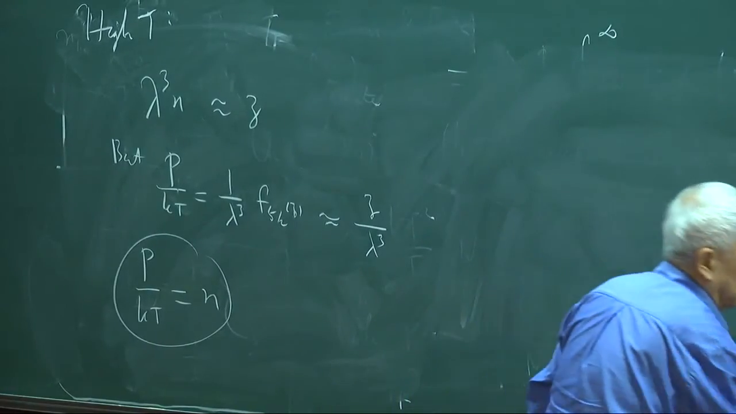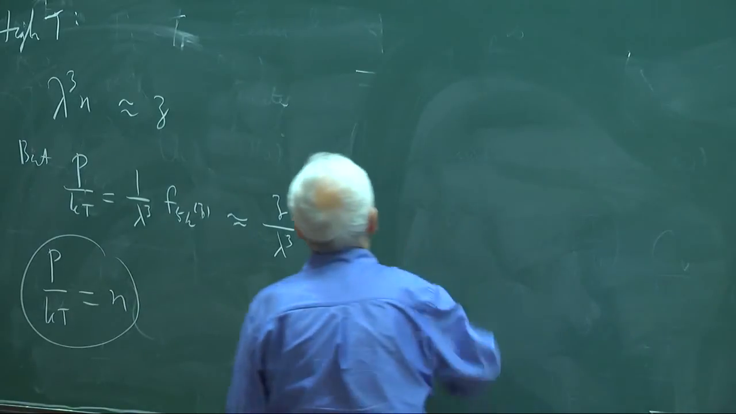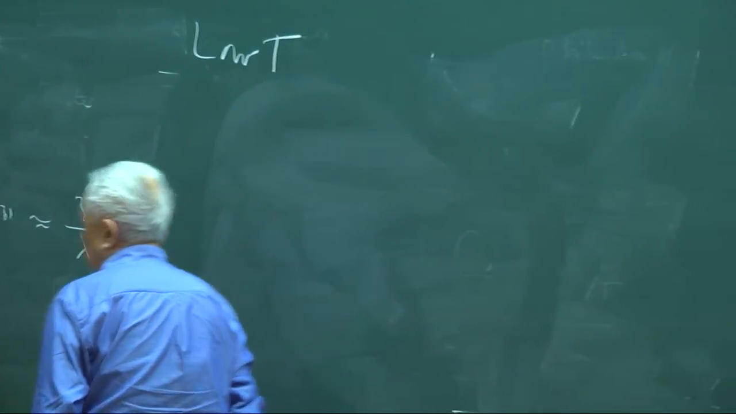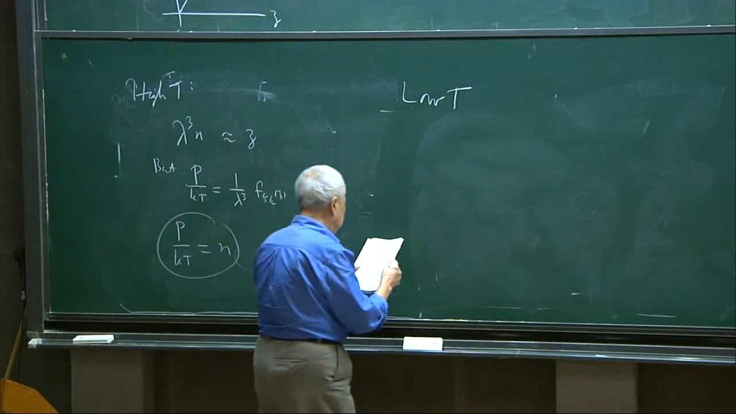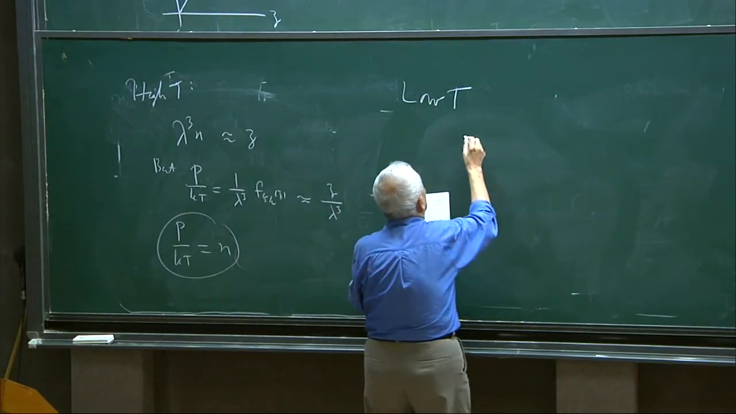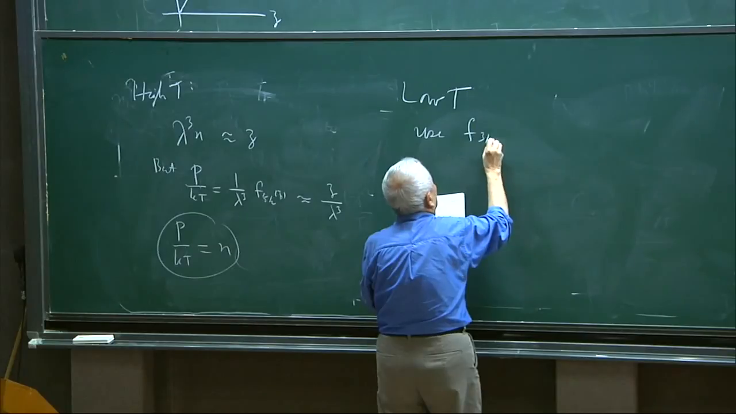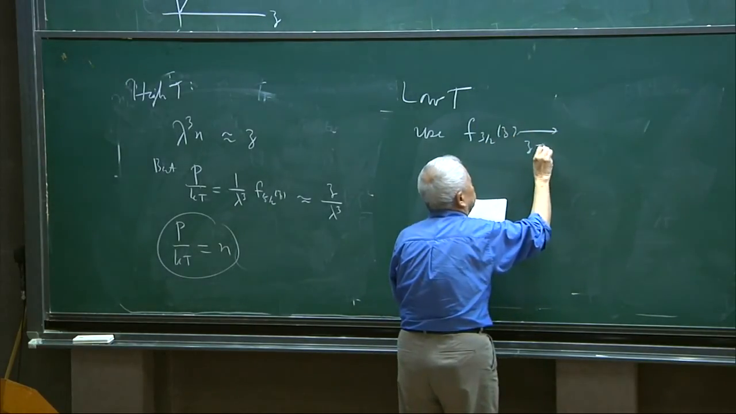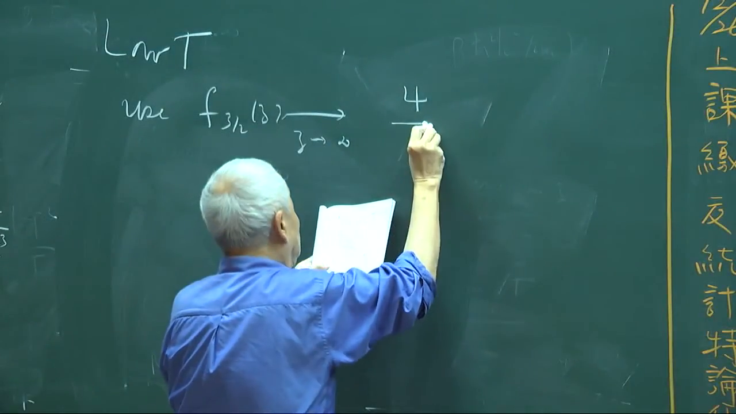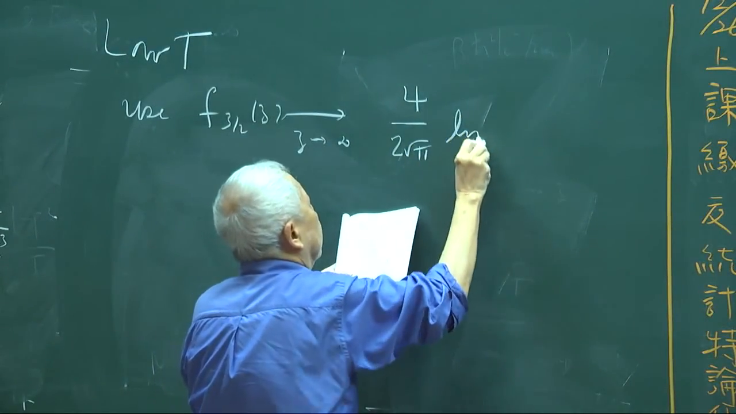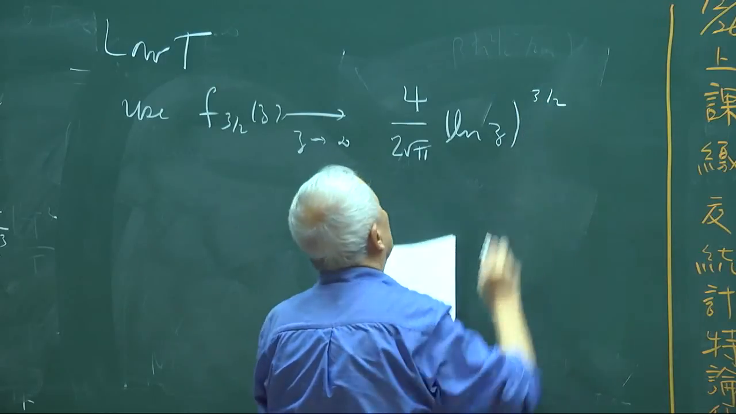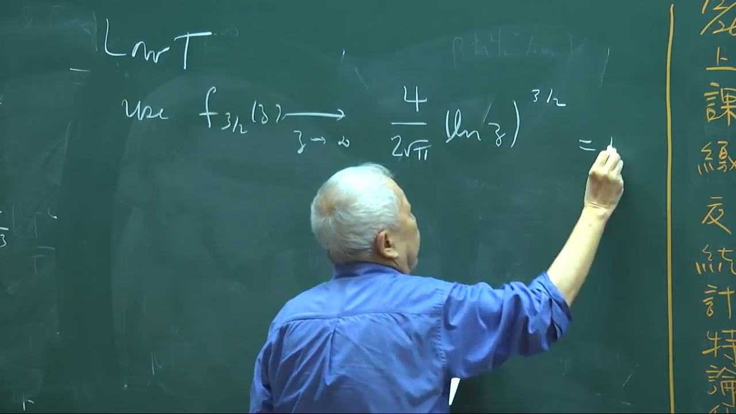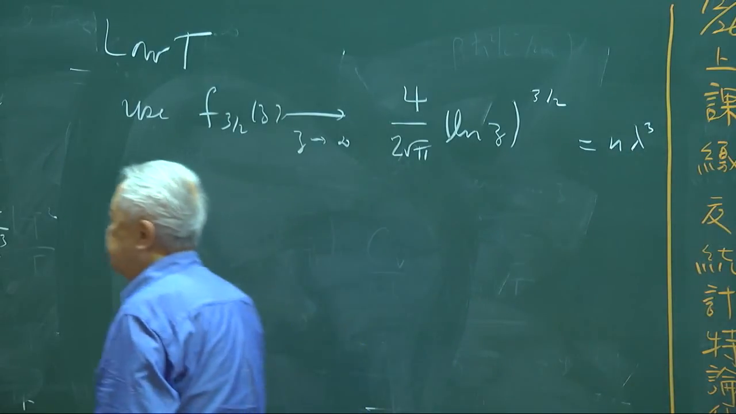For the low temperature case, you have to work a little harder. You will have to use the expansion, and you have to use f 3/2 of z as z approaches infinity. The result is 4 over 3 square root of pi, log z to the 3/2 power. And this, of course, is equal to n lambda cubed. And then you can find the rest, and you get everything else.